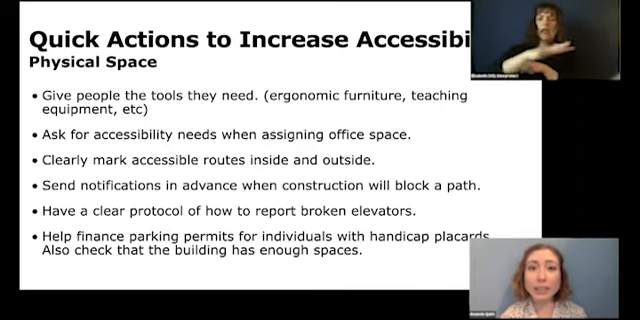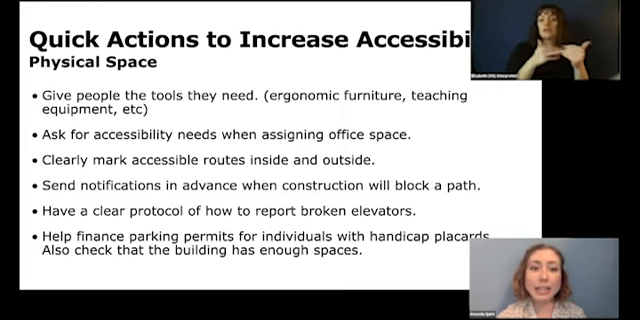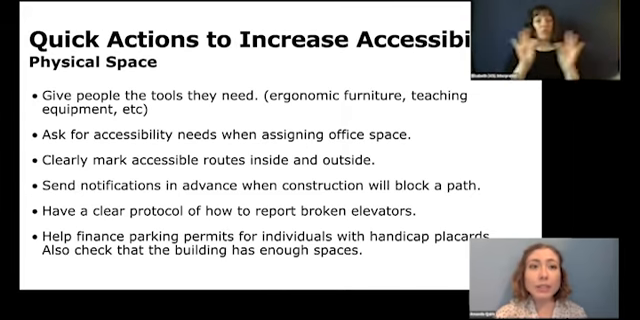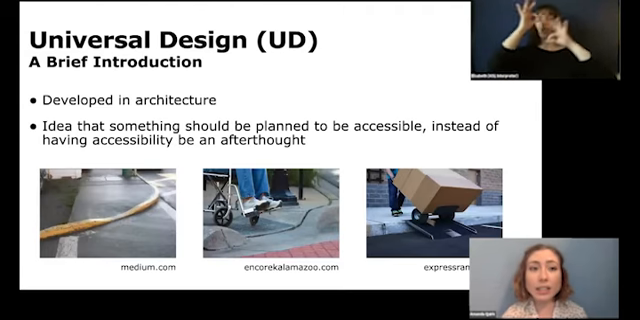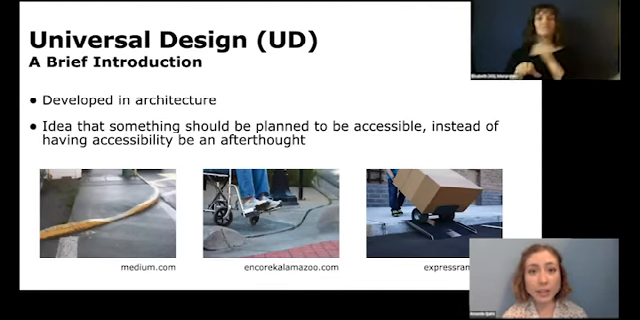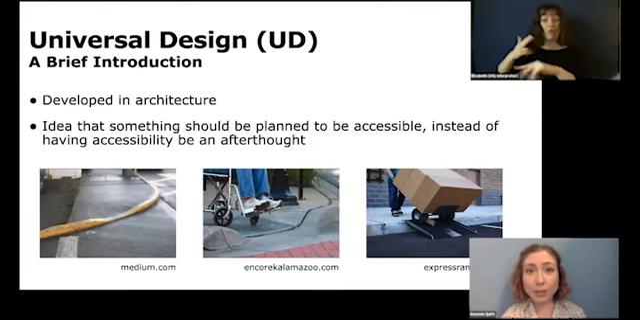So these are important steps because many buildings are not designed with accessibility in mind. And that's really where universal design comes in. This is a concept that was developed in architecture, and it's the idea that something should be planned to be accessible from the very beginning, instead of having accessibility as an afterthought.